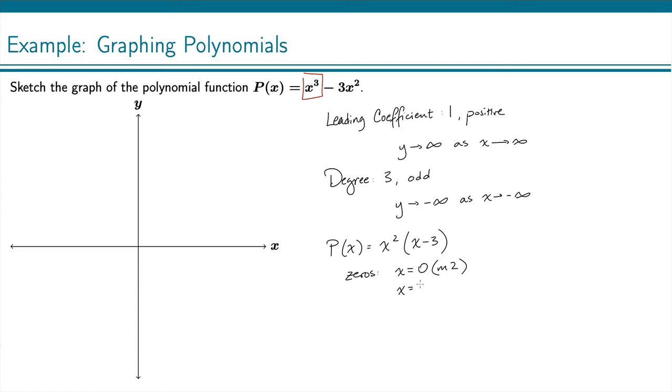And we have x equals 3. The exponent on that is 1, so that's a multiplicity of 1. Okay.